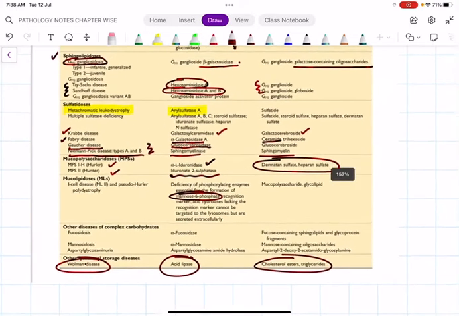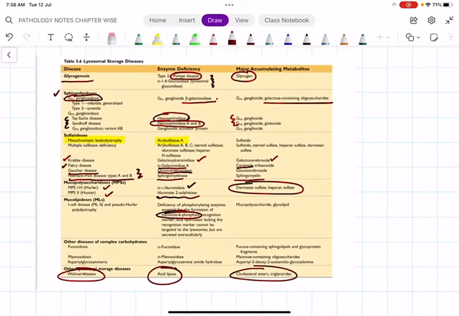So what I have highlighted are the most commonly asked questions, whether in postgraduate entrance exams or in your MCQs, in your prof exam. You should know what type of inheritance we will see in the corresponding disorders. Next, you have to remember what enzyme is deficient and what compound is going to get accumulated.